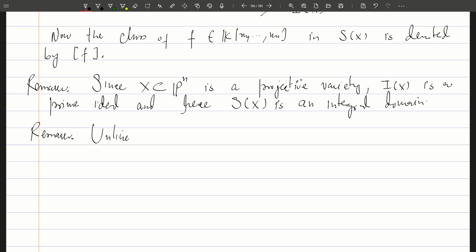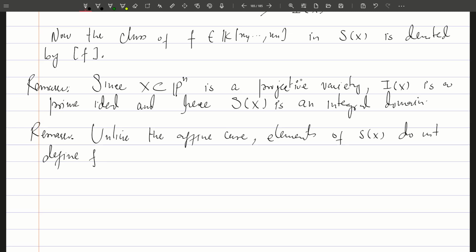Unlike the affine case, elements of Sx, I mean they do not define functions on X, because if I look at the element f of lambda a naught up to lambda a n, this need not be equal to the element f evaluated at a naught up to a n. So this need not be true.